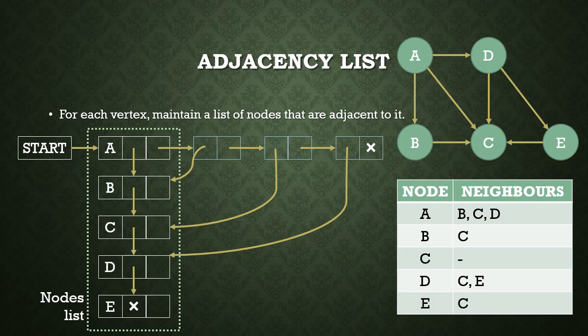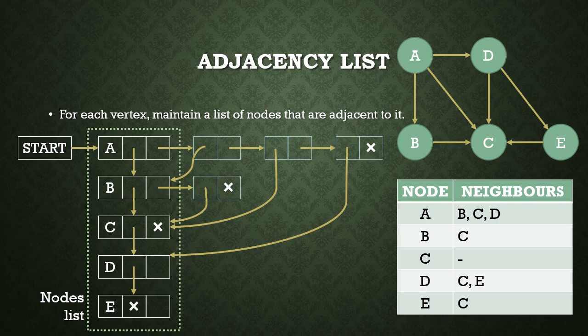B has only one edge, so the adjacency list pointer points to just one data structure, and the next pointer of this data structure is none. This is an edge from B to C, so the first field of this data structure points to C. C does not have any neighbors. The adjacency list pointer of the node containing C is none.